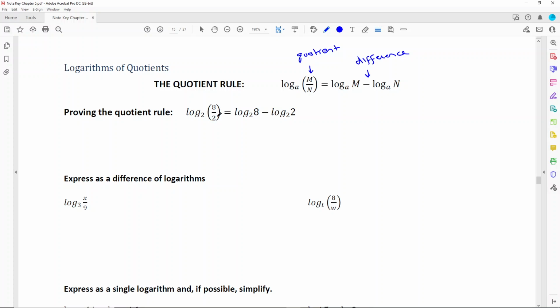So what does that mean? Well, it means that log to the base 2 of 8 divided by 2 is the same as log to the base 2 of 8 minus log to the base 2 of 2. Again, let's prove it. So log to the base 2 of 8 divided by 2 is really the same as log to the base 2 of 4.